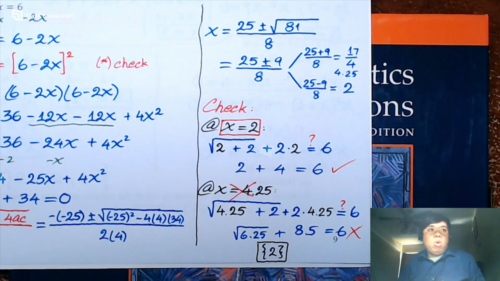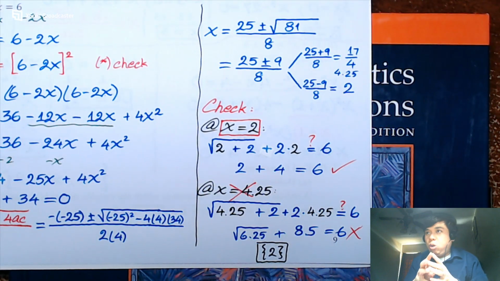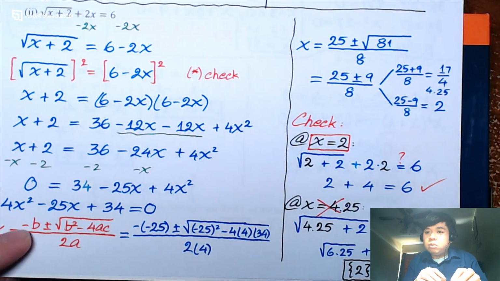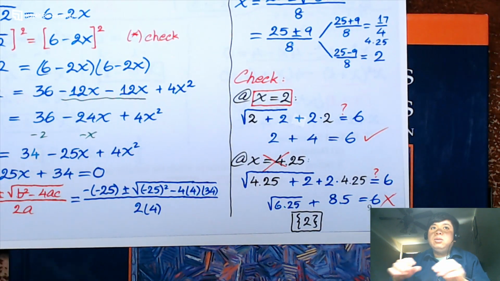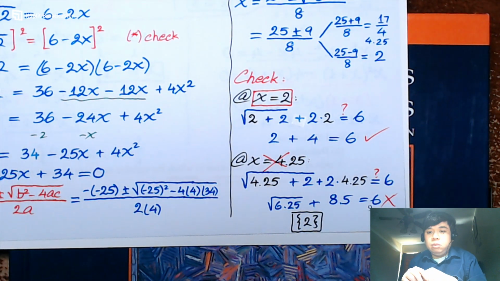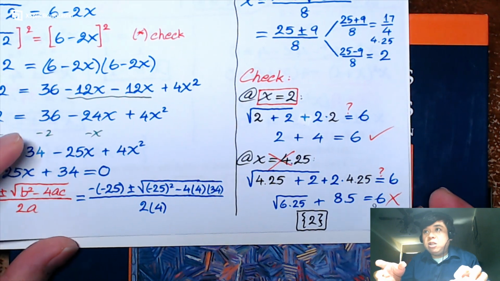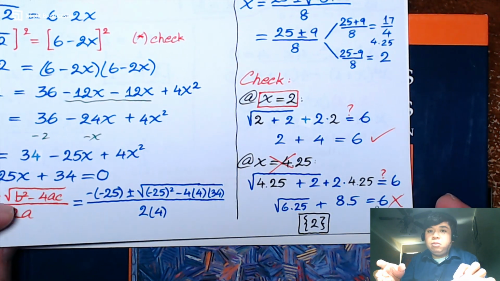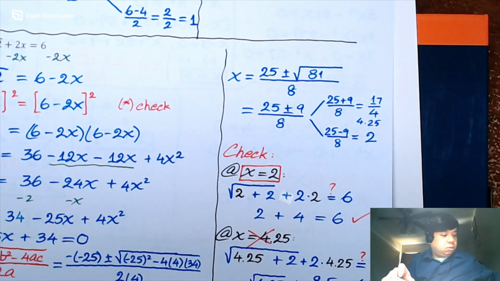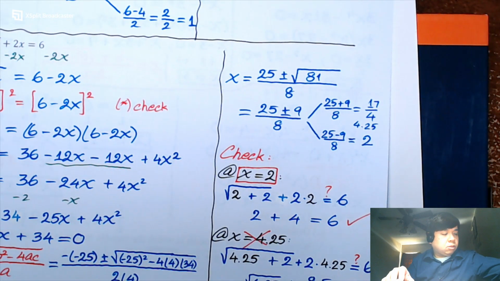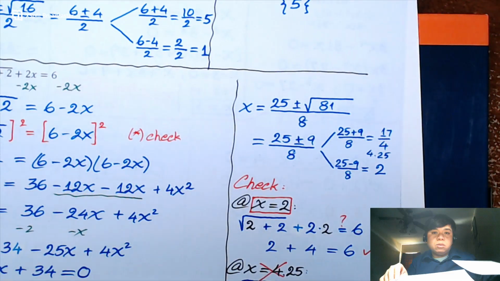Okay, so for a square root equation, try to get the square root by itself, and then square both sides. And then check our answers.